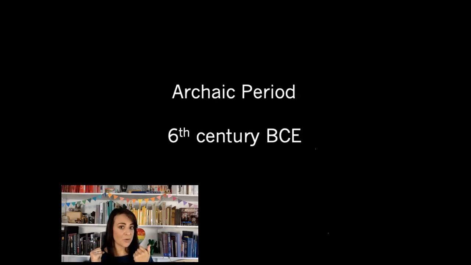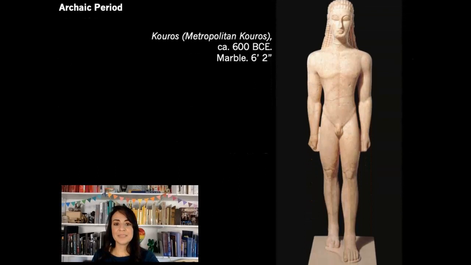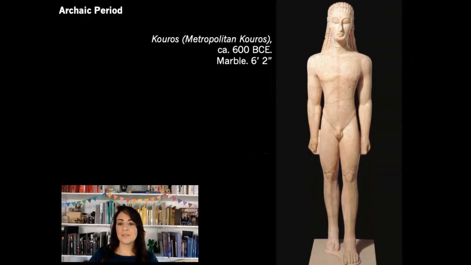Let's look at our first artwork from the Archaic period. Here he is. He is referred to as the Kouros, or his nickname, the Metropolitan Kouros. He's called the Metropolitan Kouros because he is owned and on display at the Metropolitan Museum of Art in New York City. So that's how he gets his nickname.